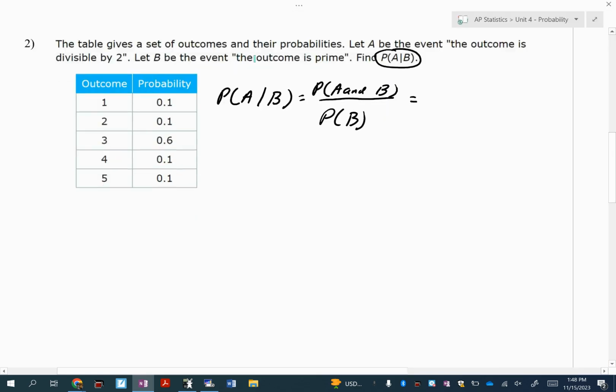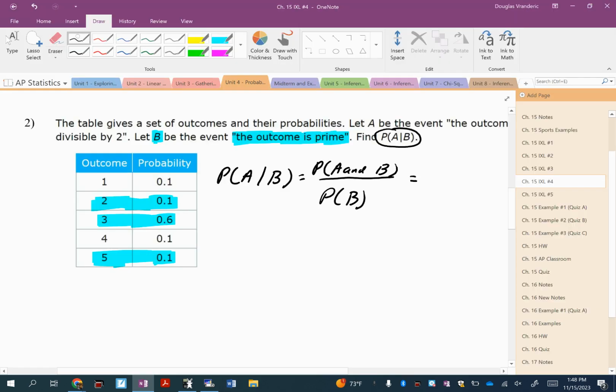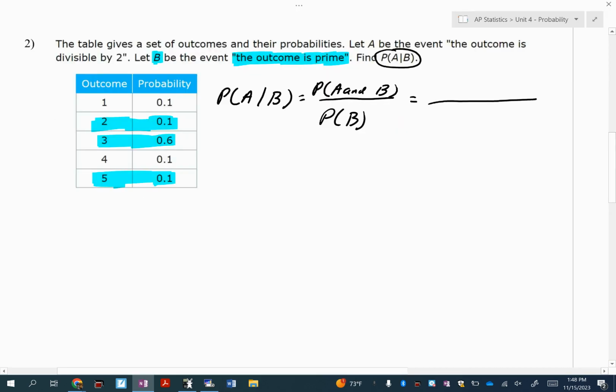B is the outcome is prime. The outcome is prime. Do you guys know prime numbers? Not 1. 1's not prime. 2. Not 4. 2, 3, 5. I think we can stop, right? I heard 2, 3, and 5 are prime numbers. So let's put those in the denominator. So 0.1 plus 0.6 plus 0.1.